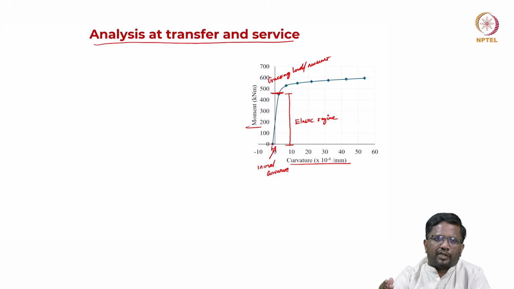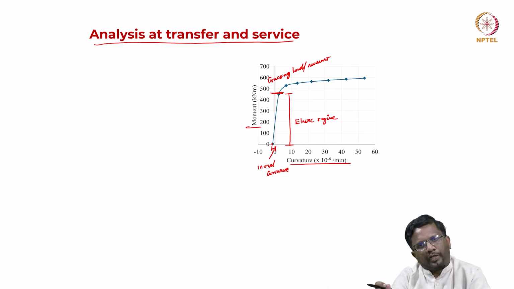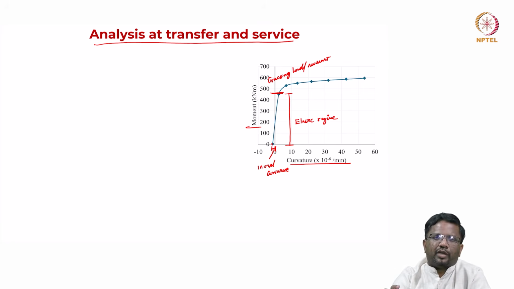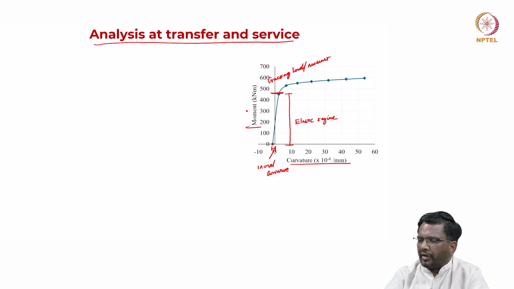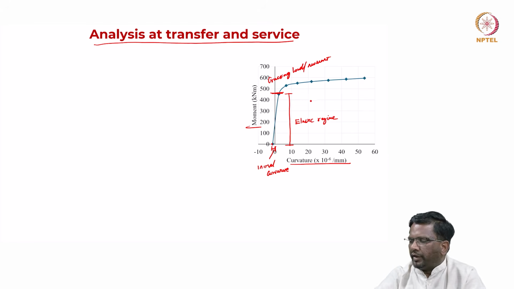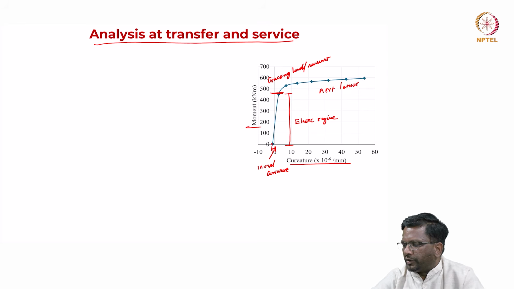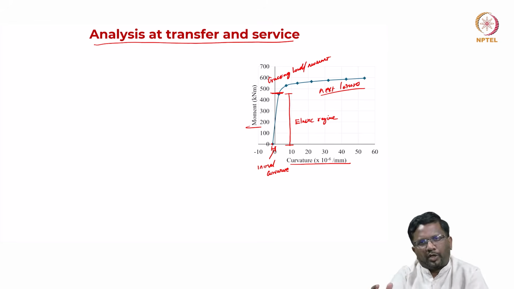So we design it, or even we will study in design, we have 3 types of design: type 1, type 2 and type 3. Even in type 3 we allow a little bit of cracking only, but we make sure that the strains and due to crack everything is well within the acceptable limit. So if you are in this elastic regime, now how do we do the analysis is the question.